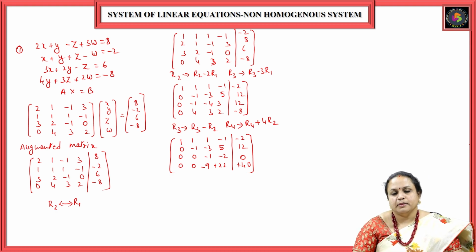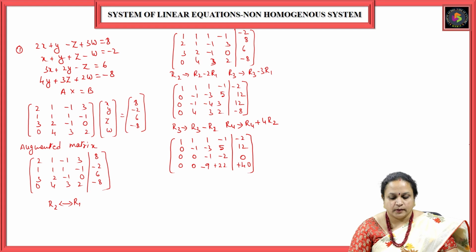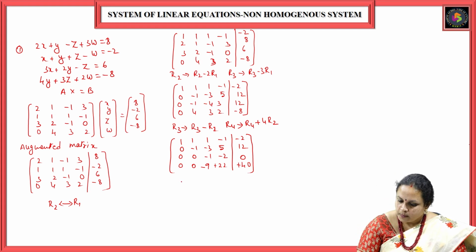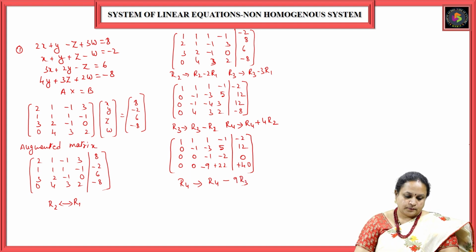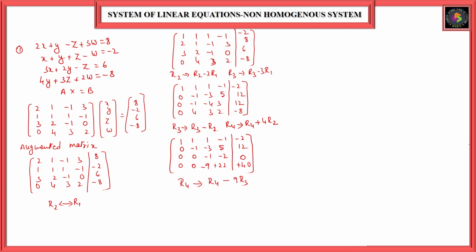Now let us make this minus 9 as zero using row 3. So row 4 implies row 4 minus 9 times of row 3.